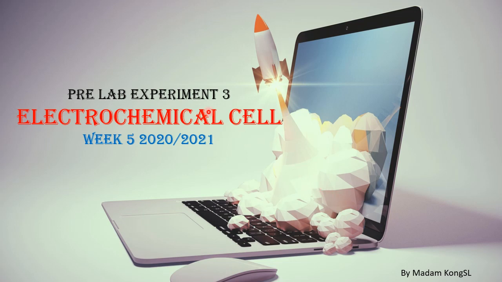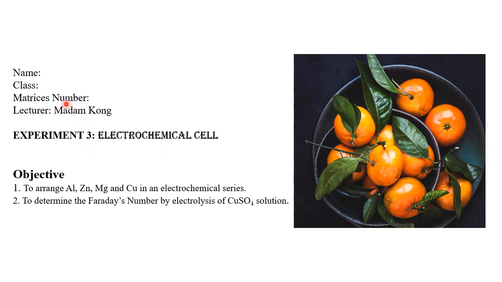So today is the pre-lab for the experiment on electrochemical cell, week 5. As usual, first of all, you have to prepare your lab report by writing down your name, class, matric number, and lecturer's name, Madam Kong. So the title: Experiment on Electrochemical Cell. Today's objective is to arrange aluminium, zinc, magnesium, and copper in an electrochemical series and to determine the Faraday's number by electrolysis of copper sulfate solution.